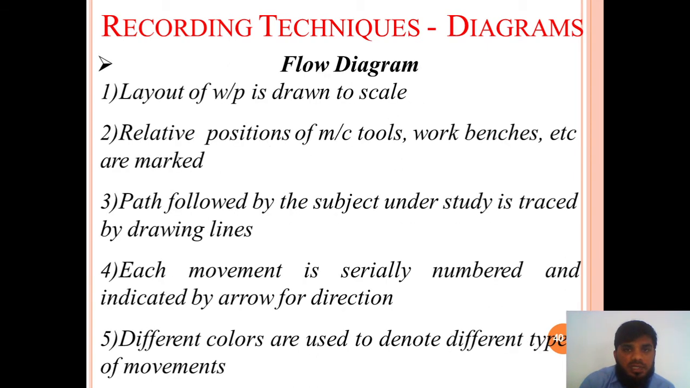So the first type is the flow diagram. In this diagram, what we will do is the layout. What are all the machines existing in your shop floor, and what area they occupy. We will scale them. For example, if it is an area of 1 meter or 1 kilometer, that will be scaled to some 100 centimeters, or to an A4 sheet. And the relative positions of all the machine tools and workbenches, we will try to correlate them based on that scale.